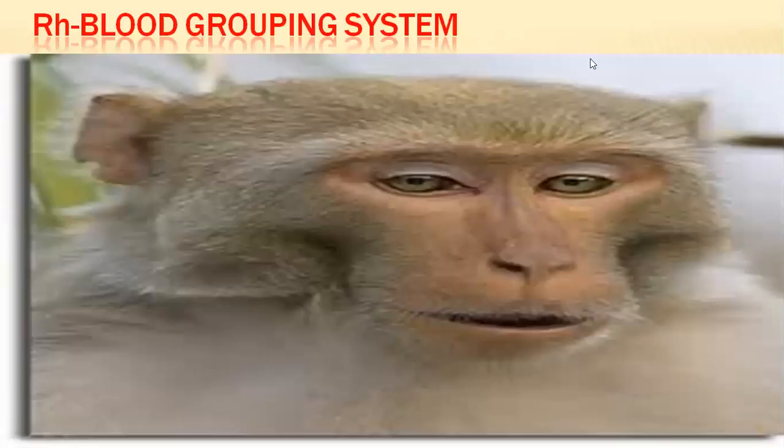So we proceed now by looking at the rhesus blood grouping system. So the D antigen or the rhesus factor was first demonstrated in rhesus monkey, hence the name rhesus blood grouping system or the rhesus factor. It doesn't necessarily mean that the rhesus antigen came from a monkey or a rhesus monkey, but it was just first demonstrated in a monkey, then later on it was discovered in human beings.